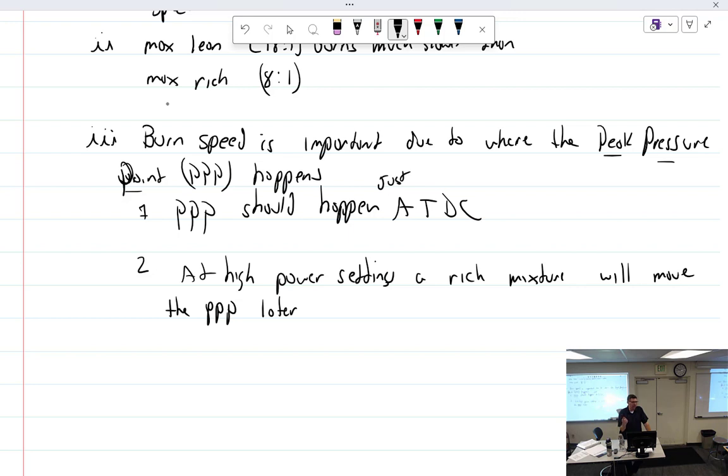Then one, I've moved the peak pressure point later. Remember, it's all about detonation right now. I moved it a little bit later. Detonation and temperature, I should say. I've increased my octane rating from the 100 to the 130. So on high power settings, rich is very good. Lean is very bad. And nobody will argue that.